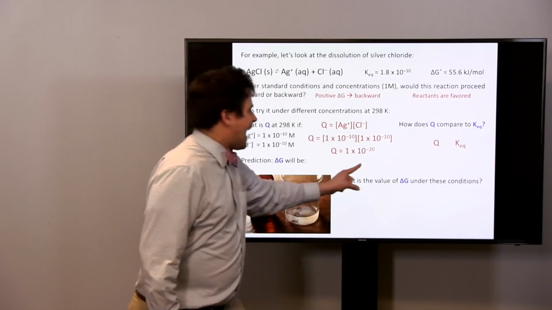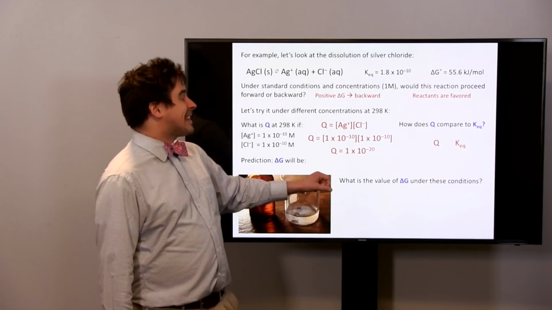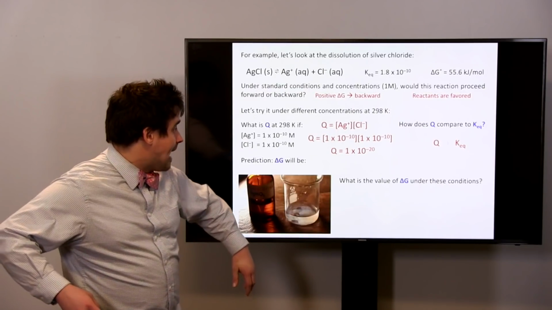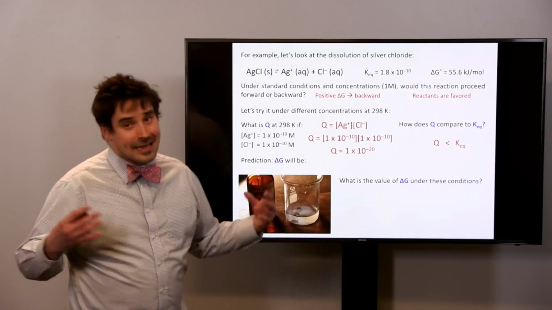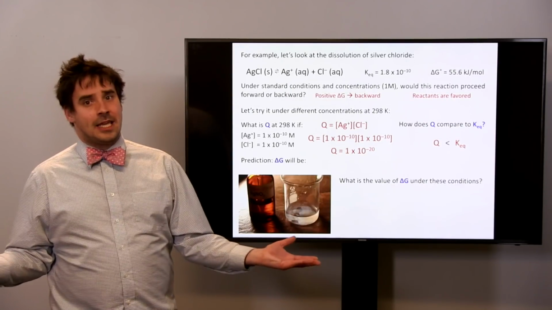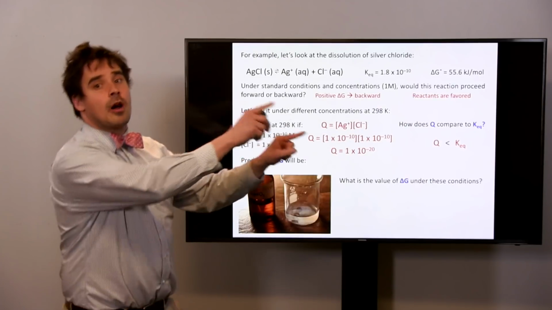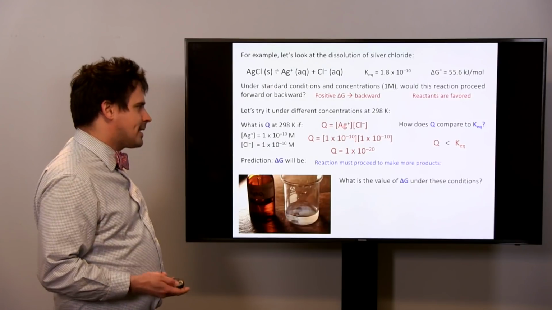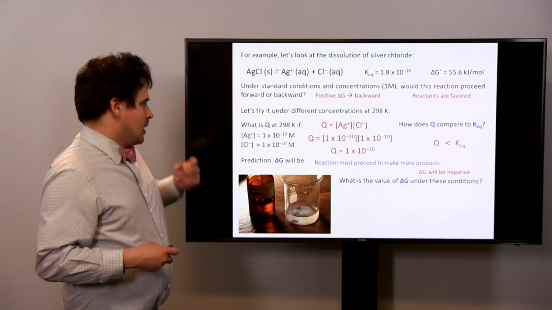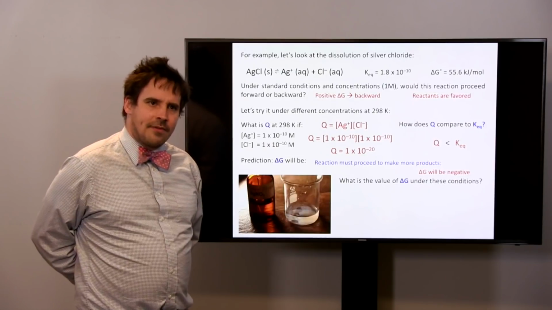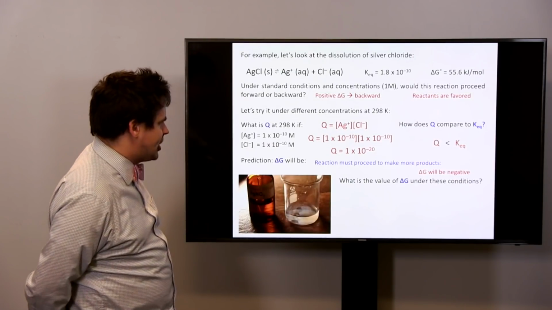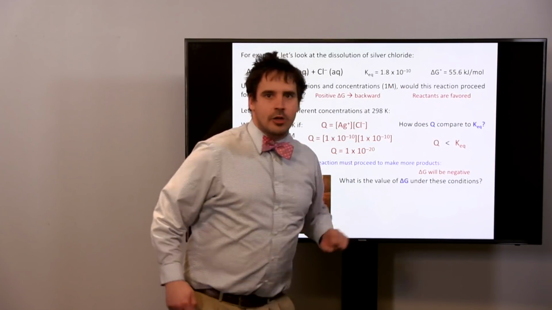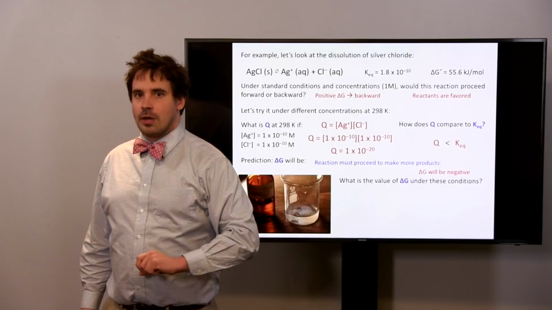The product-to-reactant ratio that we have is substantially less than the product-to-reactant ratio that the reaction is trying to get to. So that means Q is less than KEQ. Whenever Q is less than KEQ, that means a reaction is going to proceed toward the products to make more of them. What does that mean in terms of delta G? Well, it means delta G must be negative here. Well, let's find this out quantitatively. So, what's the value of delta G under these conditions? Utilize our reaction quotient here and our standard free energy change here to figure out what it must be.